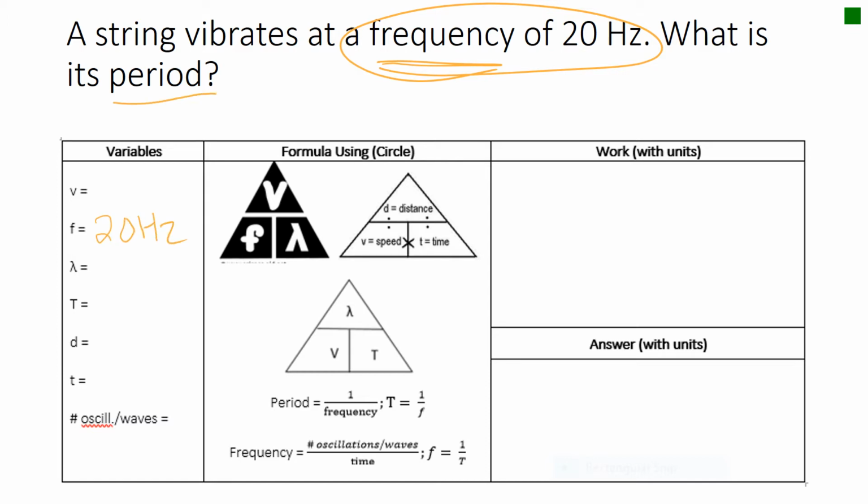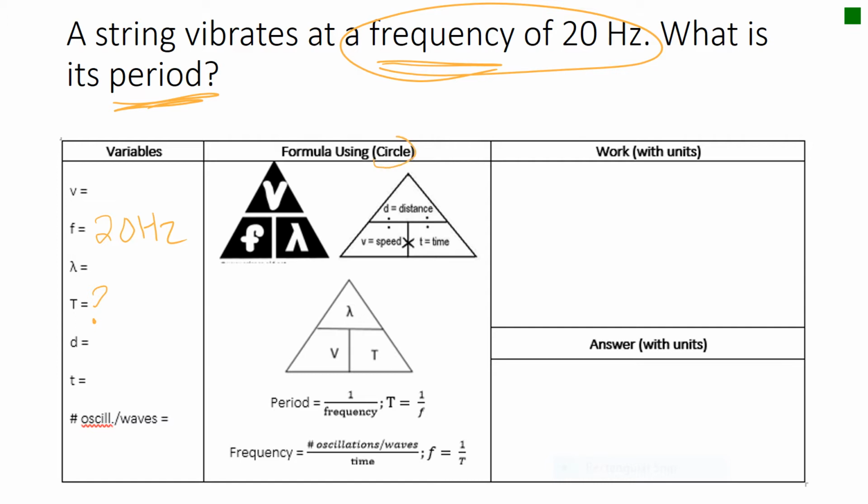And then it says what is its period. So I'm asking about its period, which is capital T. Okay? So what you need to do for any of these equations is figure out what you're trying to solve for, put a question mark next to it, and then put in every piece of information with units next to the corresponding variable. Okay, so I've filled all that out. Now I'm going to move to the next box.